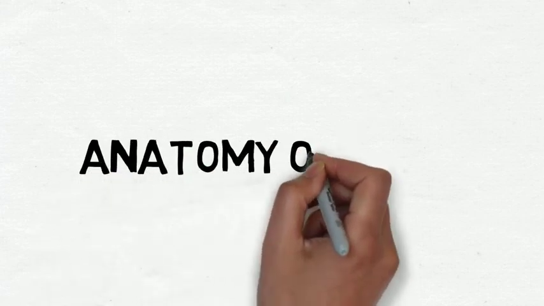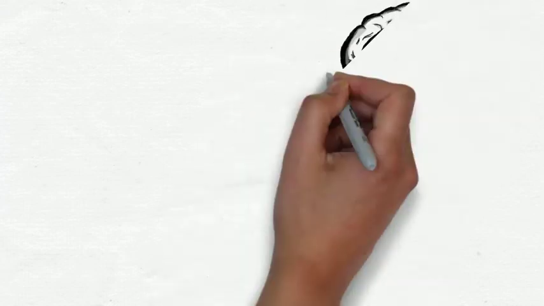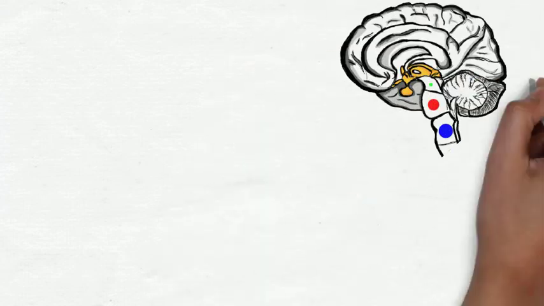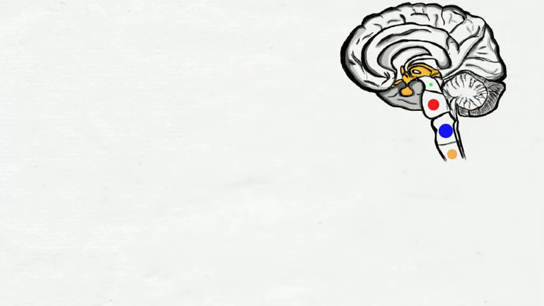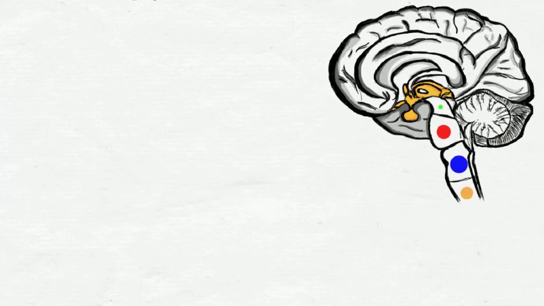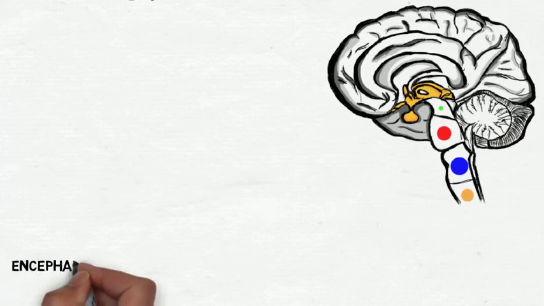Welcome again. Now we are talking about the anatomy of the brain. As we know, the brain is a very important part of our body. It controls our activity and our life.